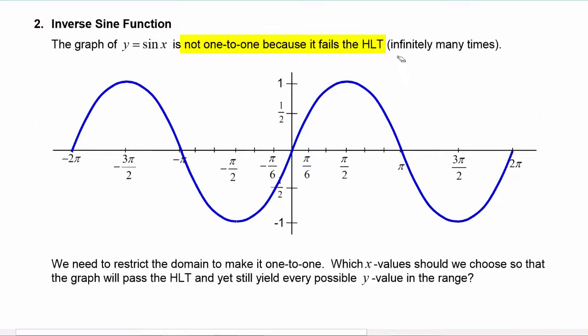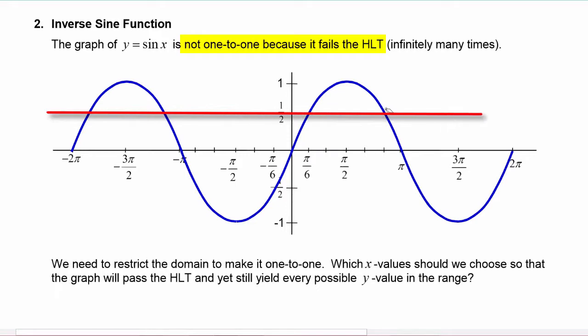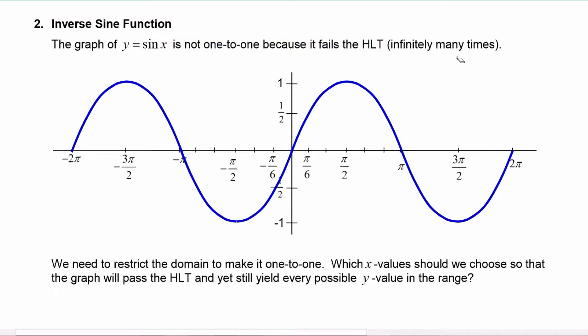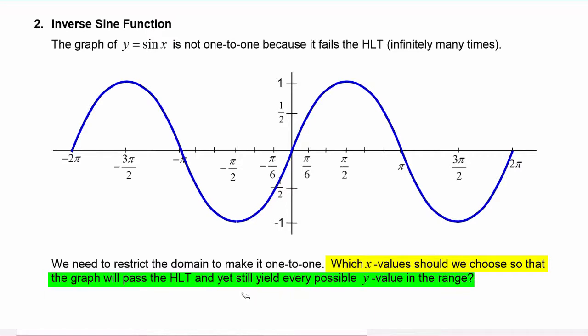In fact, it'll fail it infinitely many times because a horizontal line passing through the sine curve will intersect it infinitely many times. Now, in our algebra review, we learned that in order to make this graph one-to-one, we will need to restrict the domain. So let's think about which x values we should choose so that the graph will pass the horizontal line test and yet still yield every possible y value in the range.